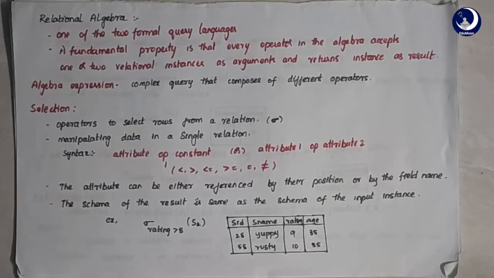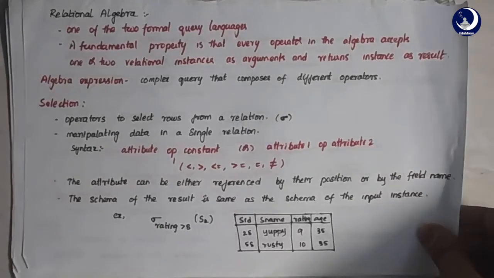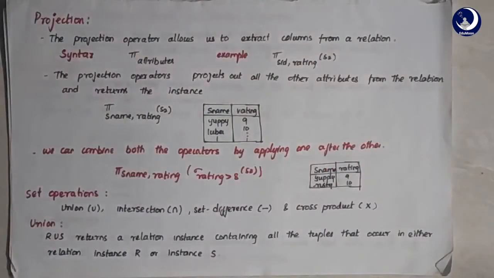Let's look at the second basic operation that we have in relational algebra. The second one is projection. Here, the projection operator allows us to extract columns from a particular relation. Before, we used selection for selecting the rows.